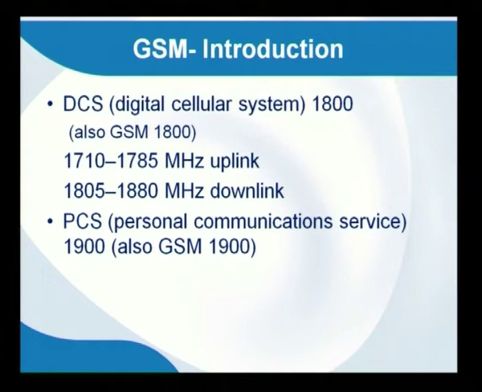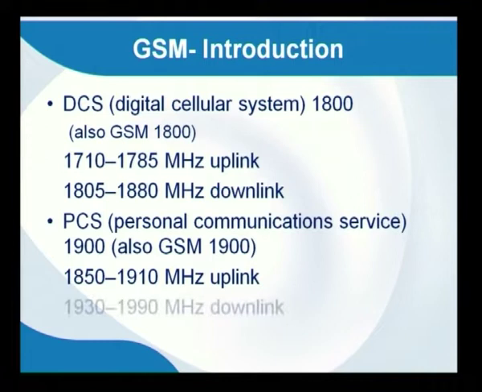And the Personal Communication Service, that is the PCS, is also a version of GSM. It covers the uplink with a range of 1850 to 1910 megahertz, and for the downlink the PCS 1900 allocates 1930 to 1990 megahertz. And one more very interesting and attractive version of GSM is GSM Rail.